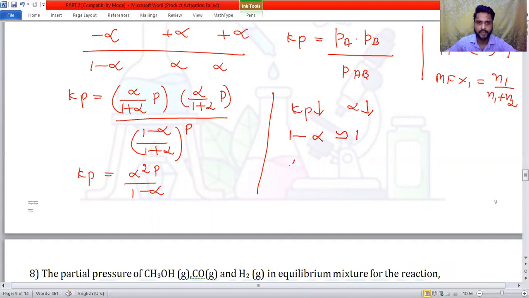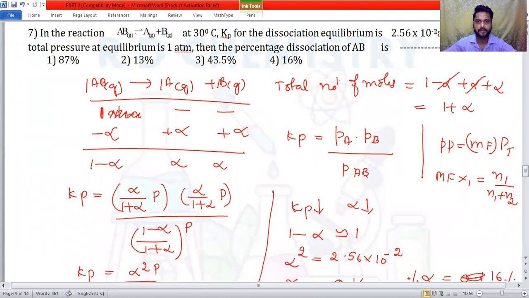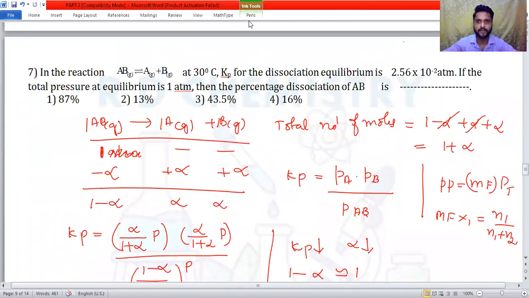Therefore, we'll get finally alpha square is equal to 2.56 into 10 power minus 2. This is the Kp value. Therefore, alpha is equal to 0.16. Now, to get the percentage, multiply by 100. The percentage alpha is equal to 16%. Therefore, the answer is option number 4, the fourth one, 16% we get, right?